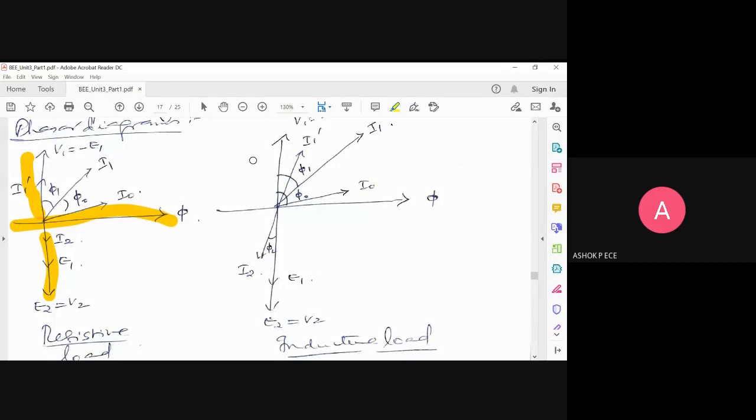Okay. So between V1 and I1, the power factor is phi 1. Between I1 and I naught, the power factor is phi naught. Okay, sorry, between V1 and I naught, the power factor is phi naught. Between V1 and I1, the power factor is phi 1. See, always we measure power factor between V1 and the currents.